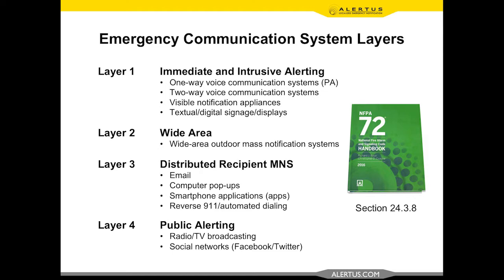Now, layer 2 tends to be a wide area layer, which can be described as wide area outdoor mass notification systems. Layer 3 is distributed recipient mass notification systems, which can be broken down into email, computer pop-ups, smartphone applications such as apps, and then reverse 911 or automated dialing. Now, the last and final layer, which is layer 4, is for public alerting, which is more for radio and TV broadcasting or social networks, something that would be going out to the public and be able to do a catch-all for everyone else that you haven't been able to hit with all the previous layers.